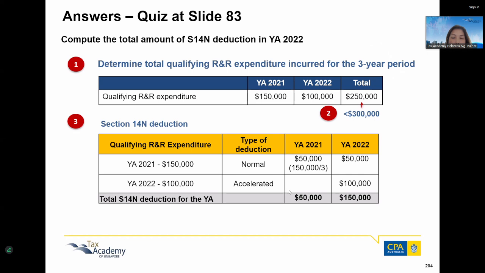Remember, the total amount of qualifying R&R expenditure includes the current year as well as the previous year. So it will include the YA 2021 50,000 as well as the YA 2022 100,000. Go back to slide 84.